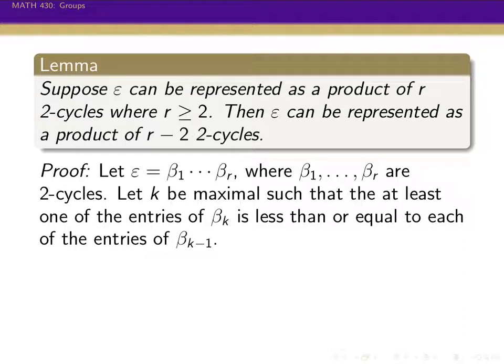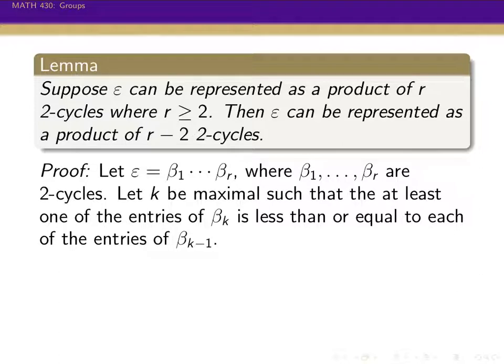Okay, so let's start off. We have epsilon represented as r different 2 cycles. Now, as we go through this list from beta 1 down to beta r, I want k to be maximal, so k to be the largest index such that in these 2 cycles, at least one of the entries of beta k is less than or equal to both of the entries of beta k minus 1, right?